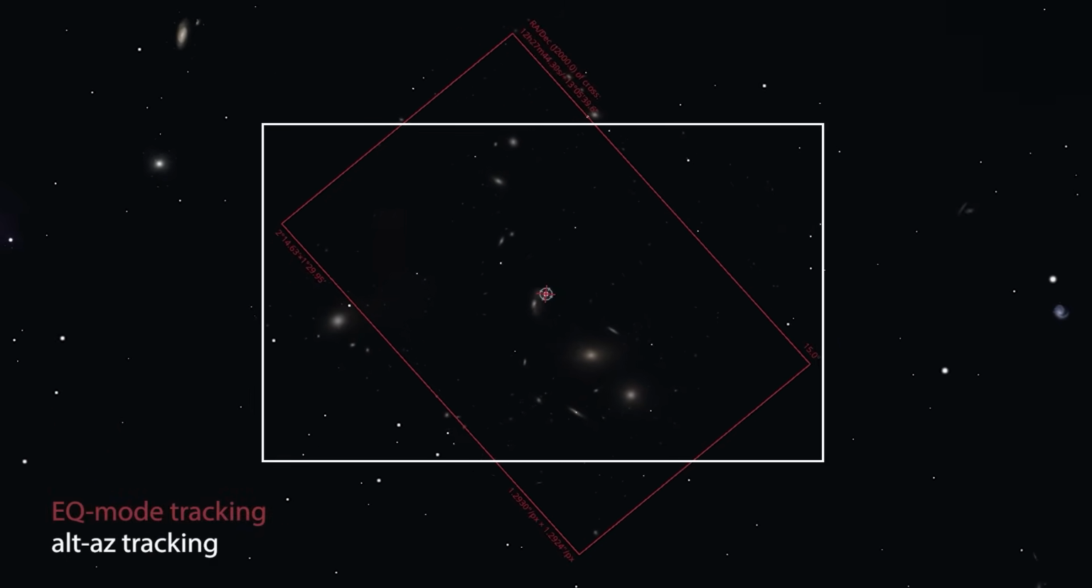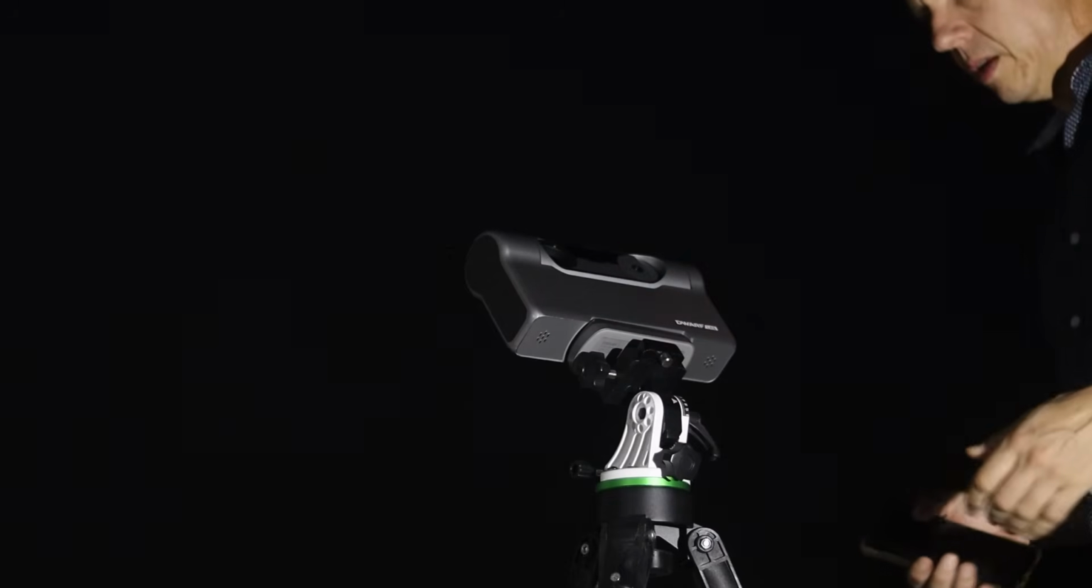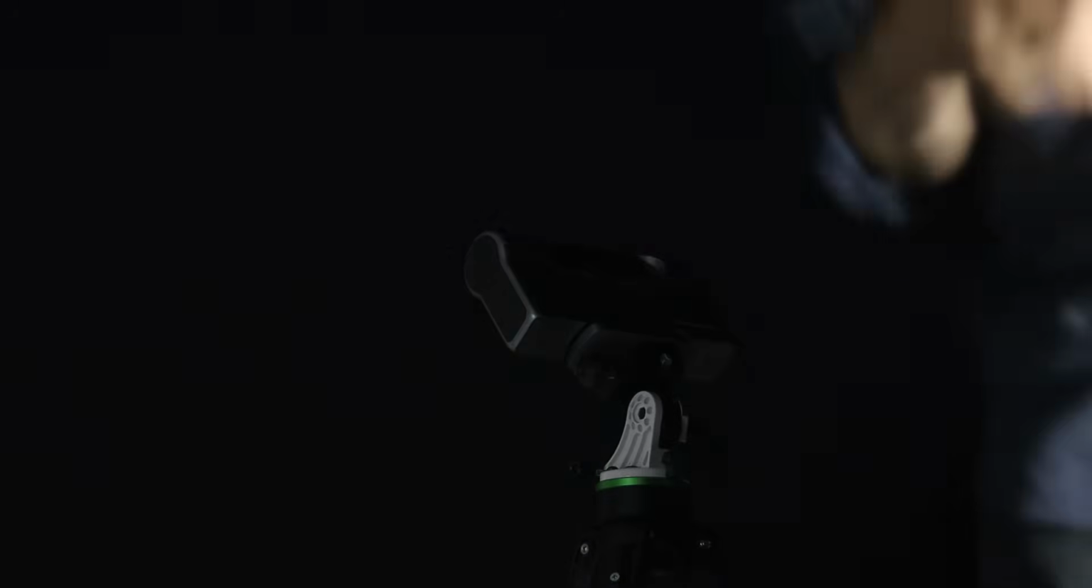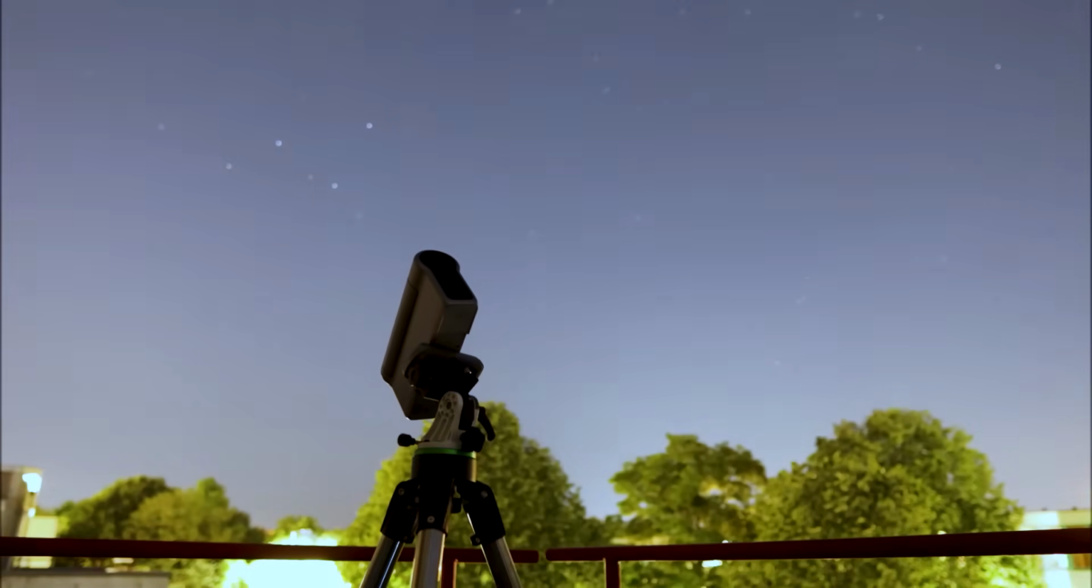In my recollection, Dwarf Lab was among the first companies to include EQ mode as a feature in its smart telescope. As putting the telescope into EQ mode takes a bit of effort, let me first show you how to do that. For those who already know this, feel free to skip ahead.